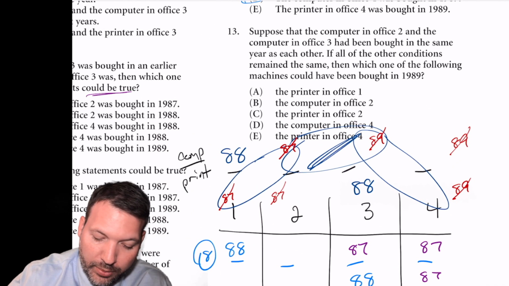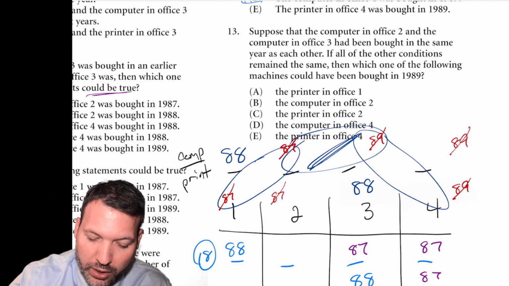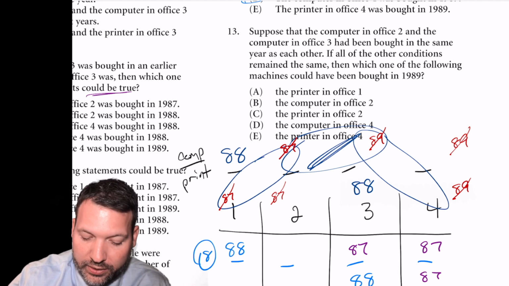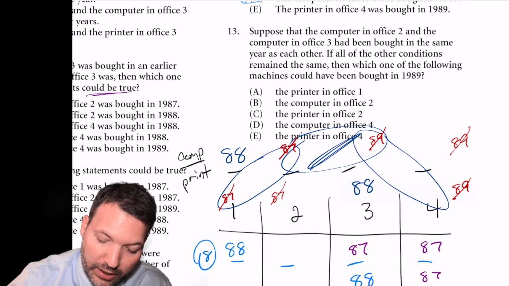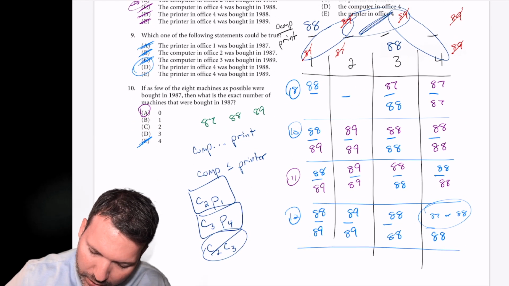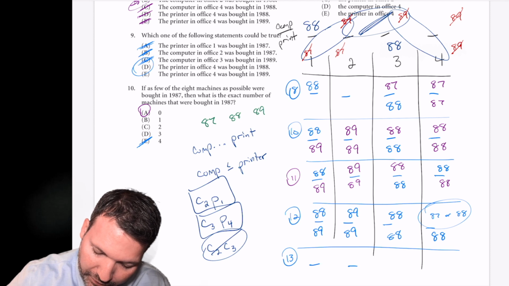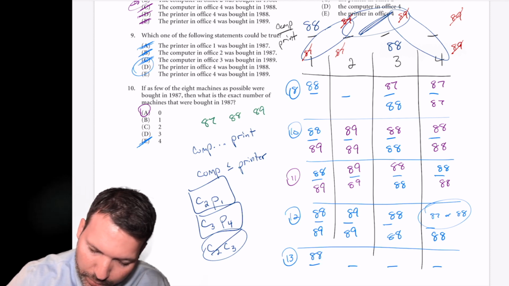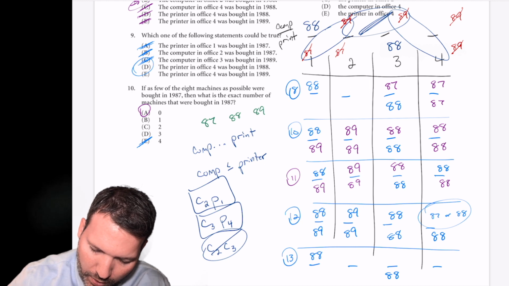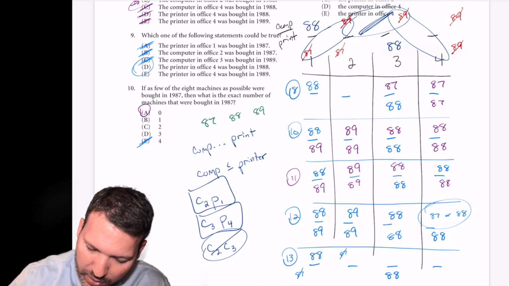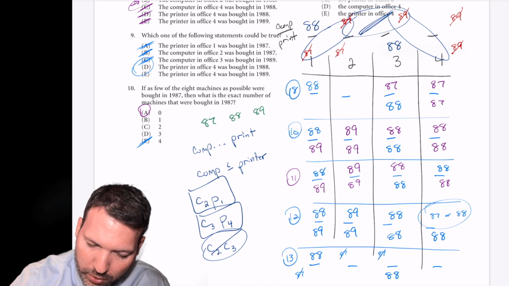All right, last question here, number 13. Suppose that the computer in Office 2 and the computer in Office 3 had been bought in the same year as each other. If all of the other conditions remained the same, then which one of the following machines could have been bought in 1989? So let's write down what we know already, because they said all the other conditions remain in effect. So we still know that the computer in Office 1 was 88, and that the printer in Office 3 was 88. We still know this is not 87, and this is not 87, but now what that means is that this, Office 3, cannot be 87.